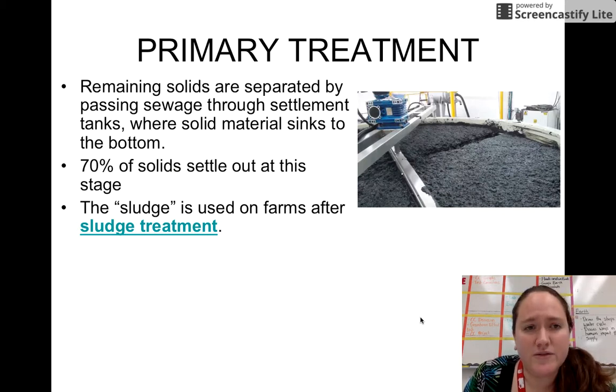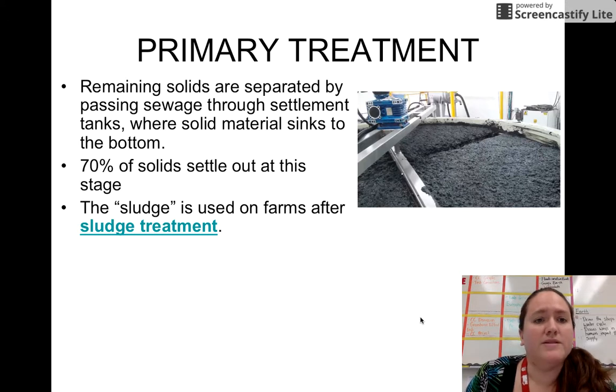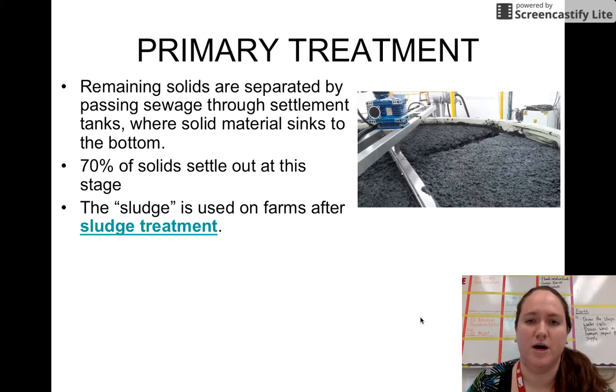And everything else ends up going into these settling tanks. 70% of your solids will settle out at this primary treatment stage. So after you've used a screen, you just kind of imagine big, huge containers, and they're just sitting there, and anything that's heavier than the water will sink down to the bottom.